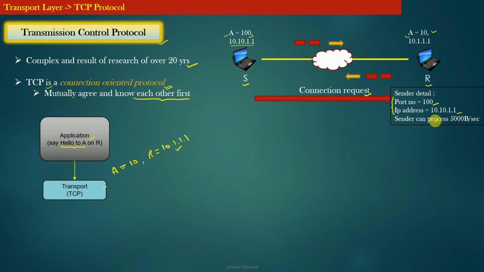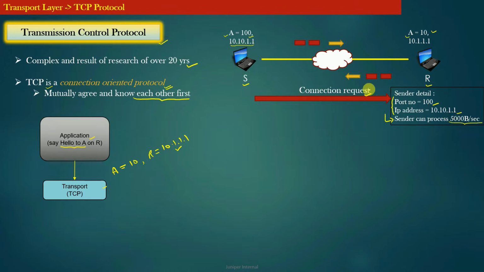In addition to this, the TCP protocol running on the sending machine also conveys its processing capability to the recipient TCP protocol. In this simple example, the TCP protocol on the sending side is telling the TCP protocol on the recipient machine that, hey, I cannot process the data more than 5000 bytes per second. So if you want to send data back to me, please do not send it at the rate of more than 5000 bytes per second.